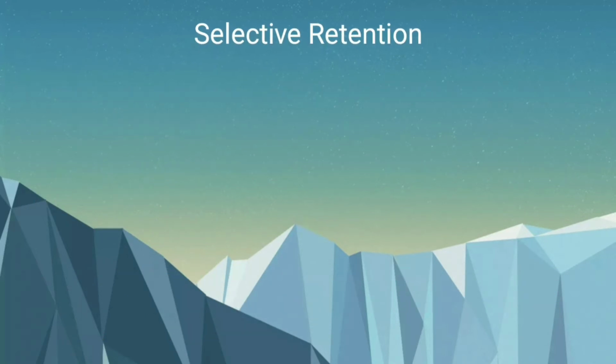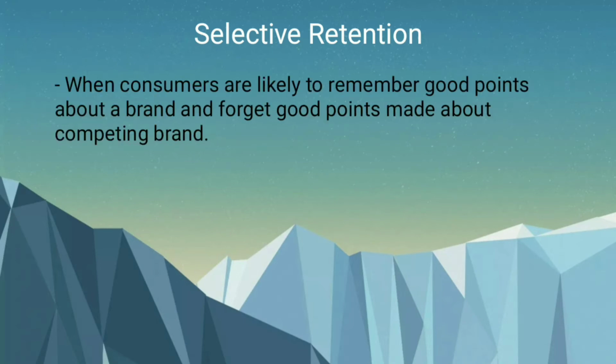So let's proceed to the third perception mechanism, selective retention. Selective retention is a human tendency. When a brand that you like the most is presented in front of you and another brand which you do not like is also presented, then whatever information is conveyed by your favorite brand will be retained by you naturally, and whatever good points are conveyed by the competing brand will not be remembered by you because you are biased toward your favorite brand. So consumers are likely to remember good points about a brand and forget good points made about a competing brand.